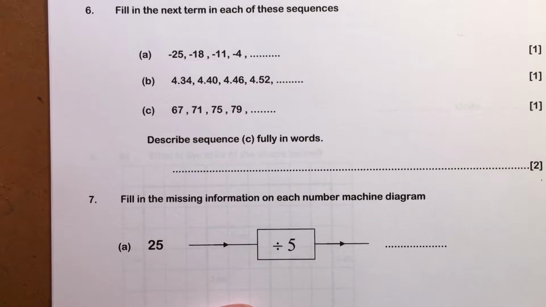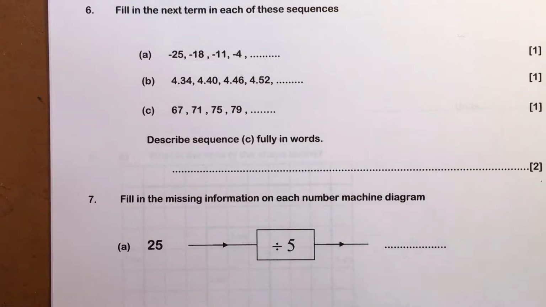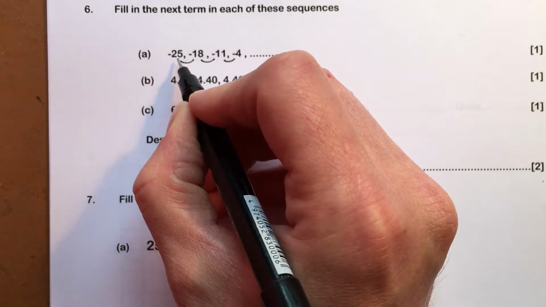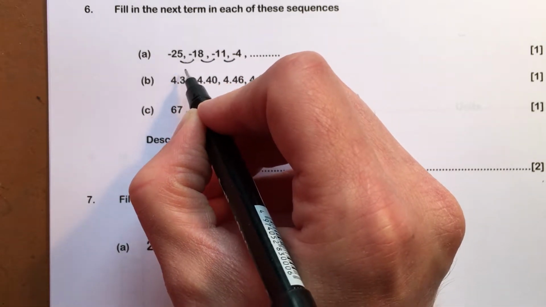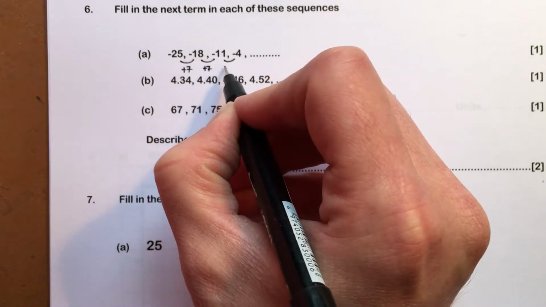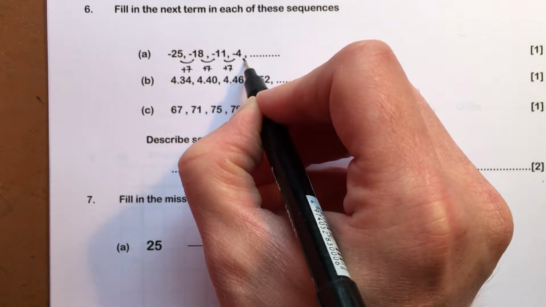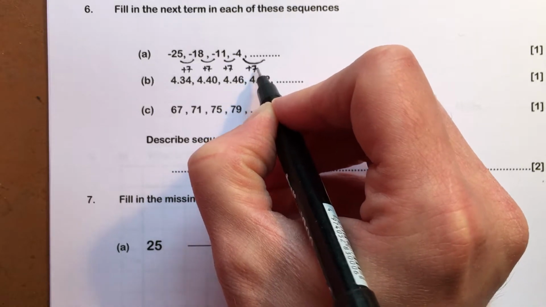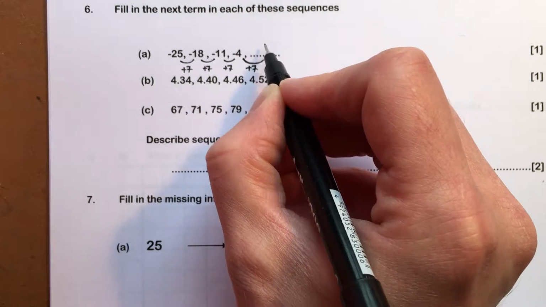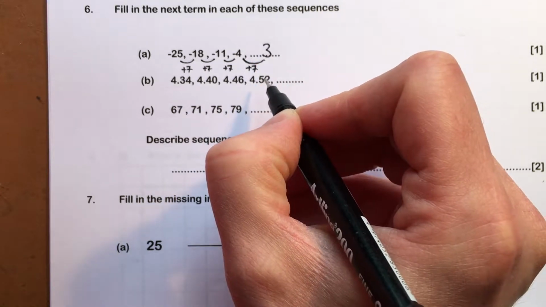Fill in the next term in each of these sequences. Helpful to look at the differences when we do these things. How do I get from minus 25 to minus 18? Well, I can add 7. Again, I could add 7, and again, I could add 7. So it makes sense that the next jump would also be adding 7. Careful. So I'm going from minus 4, adding 7 will take me to positive 3. Think of the number line there.